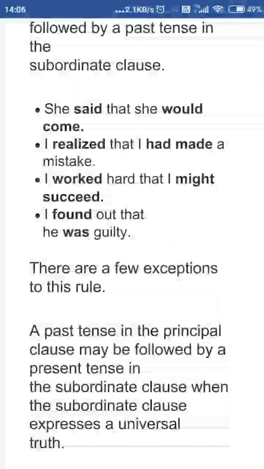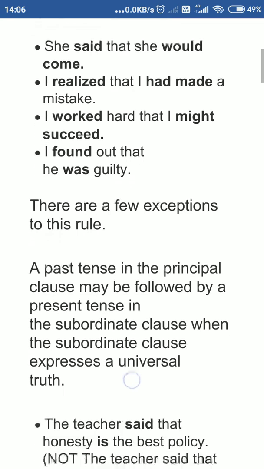See, for example, she said that she would come. Here you can see she said, that is the main verb, that is in past tense, and here the subordinate clause is also past, the equivalent of will, that is would, she would come. I realized that I had made a mistake. Here you can also say I realized, this is in past tense, and I had made a mistake, this is also in past tense.